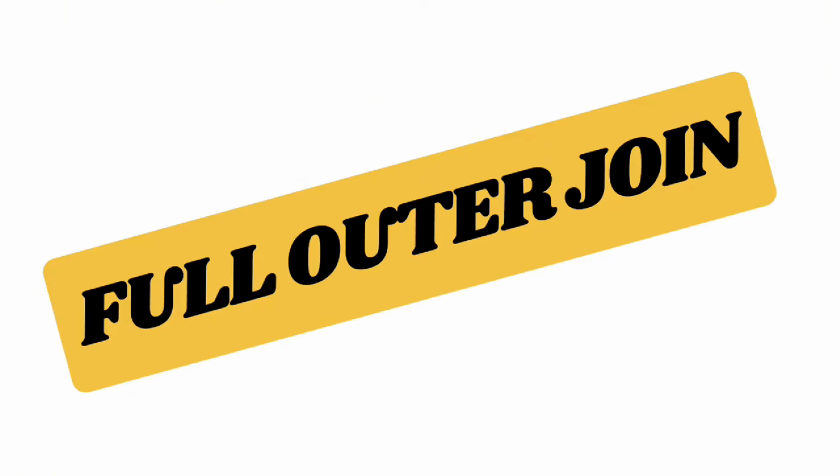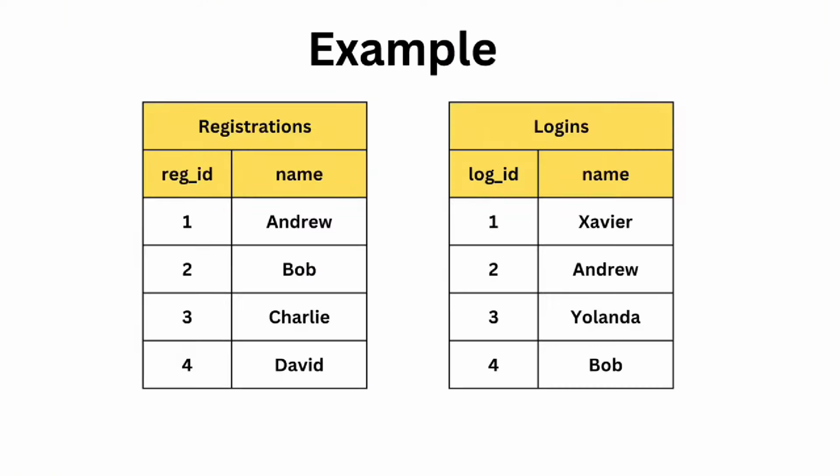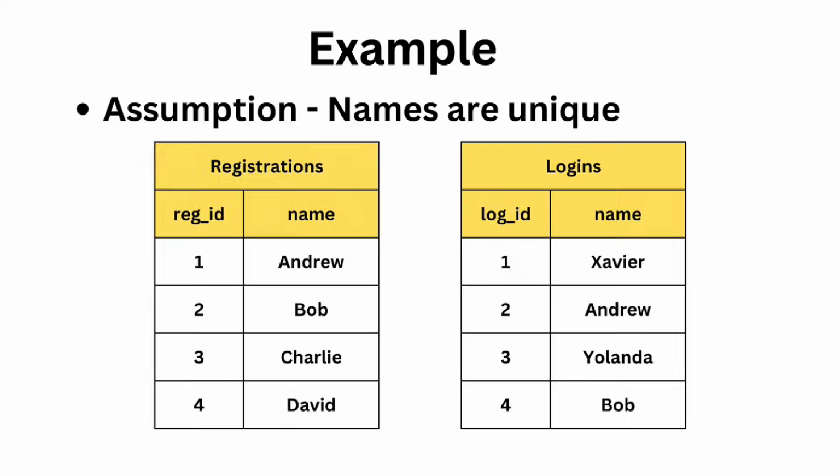So let's start with the full outer join. Now let's review the two example tables from the previous lecture series on inner joins. Recall we have these registrations and logins tables, where people register for a conference, and then depending on whether or not they showed up, we have them log in on site. Here we have Andrew, Bob, Charlie, and David, or A, B, C, D. They registered. In logins, Andrew and Bob show up. They're present in both tables. However, we have Xavier and Yolanda. They forgot to register, but they still showed up and logged in anyways.